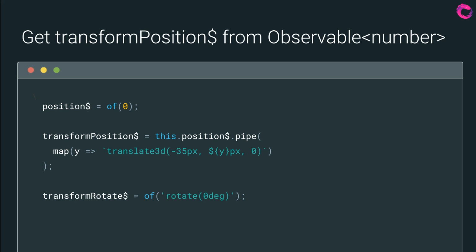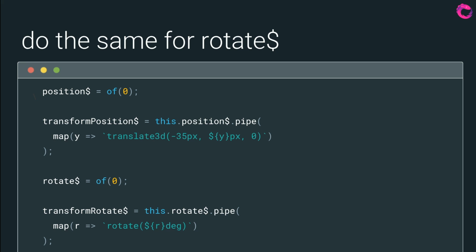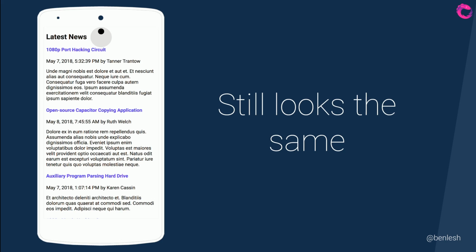Or the position, rather. And I do the same thing for rotation. So if I change, you know, that 0 on rotates to something else, it's going to change the rotation of the icon. So it still looks exactly the same. I didn't do anything. But again, I'm working my way backwards. I'm just providing. So now I have observables controlling these things, at least. But we need to make these observables come from something more interesting.